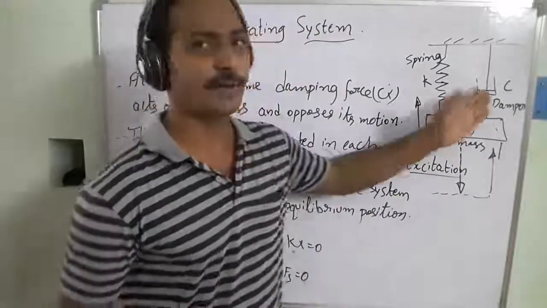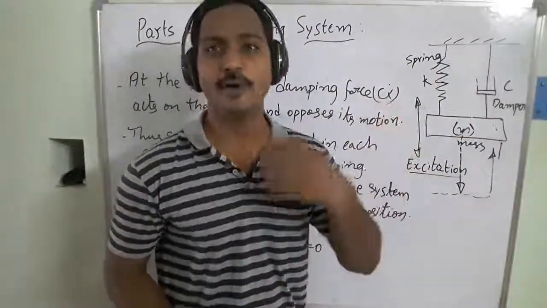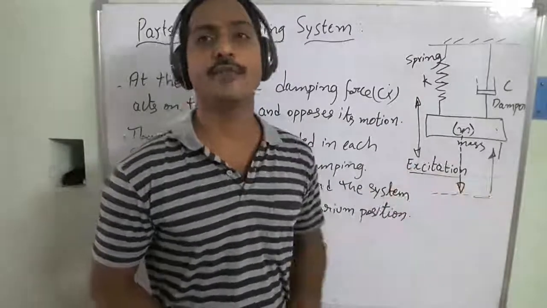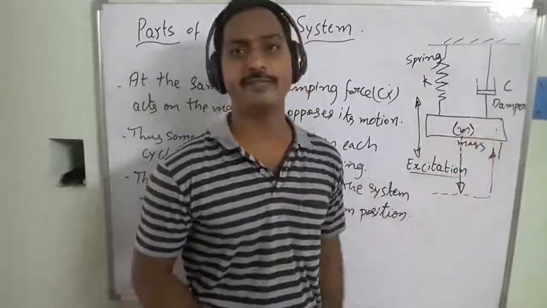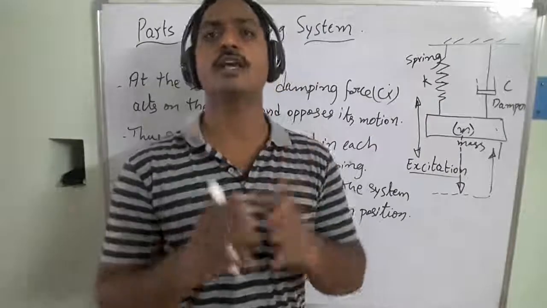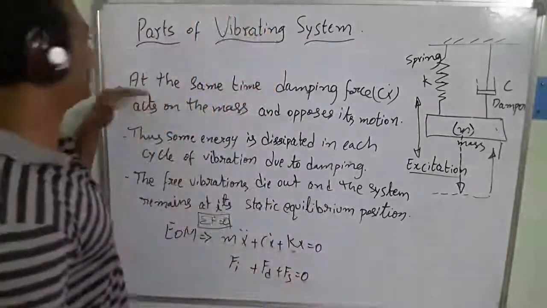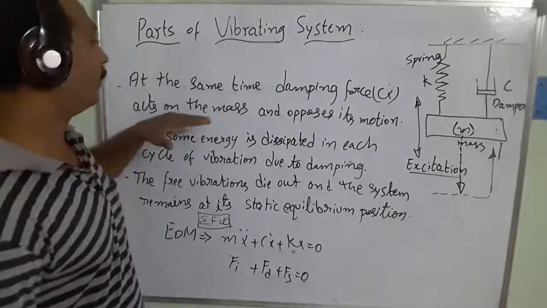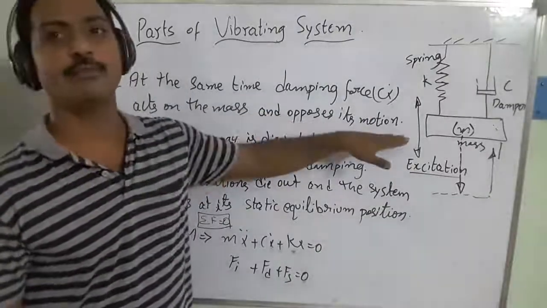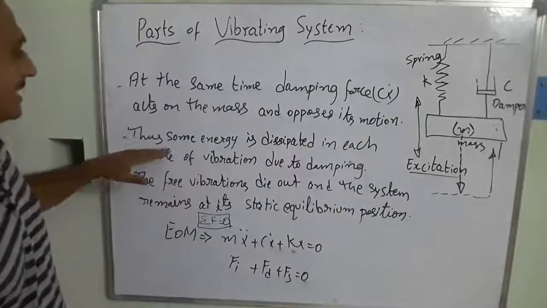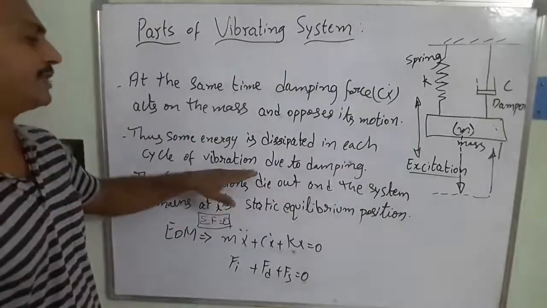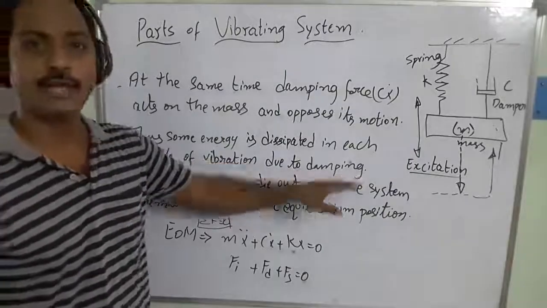The damper's main purpose is to absorb that energy, and that energy is dissipated in the form of heat energy, because inside there is a fluid. That fluid is going to be moving through a small orifice. So that's what I am saying. At the same time, the damping force acts on the mass and opposes its motion. So some energy is dissipated in each cycle of vibration due to damping.